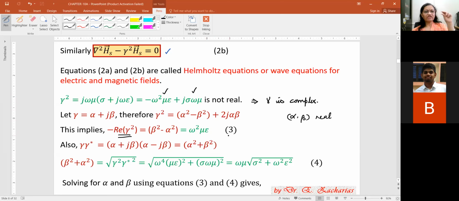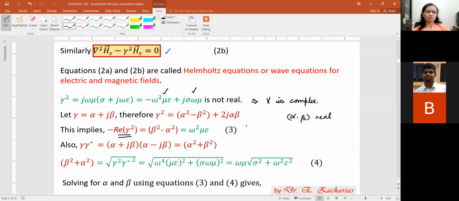First equation, the green equation, we have written directly from the substitution of gamma equal to j omega mu sigma plus j omega epsilon. Then after that we are saying that gamma is complex, so we will call it some alpha plus j beta. Then from that we will get the real part. Negative of the real part is beta square minus alpha square, which from the previous equation becomes omega square mu epsilon. So let's call it equation 3.